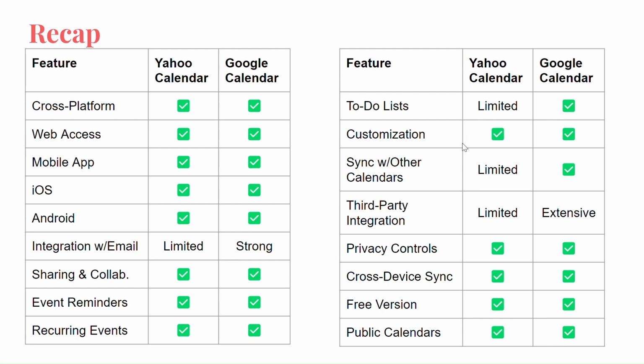The to-do list is kind of limited, although I do like it. It's very basic, but I do like how they have it on their interface, but it is limited. Syncing with other calendars and third-party integration is limited as well, whereas Google just kind of checks off all of those things.